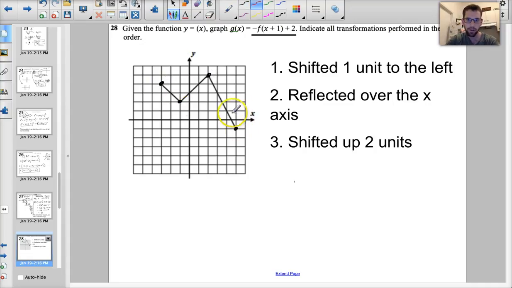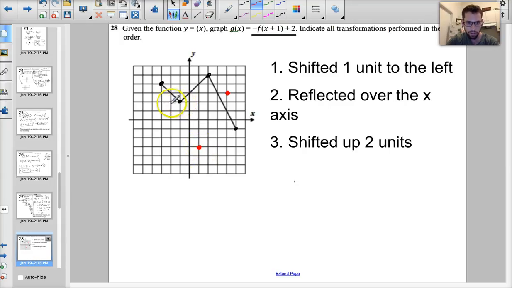I'll use a different color. So I want to shift them 1 unit to the left, reflect it over the x-axis, and go up 2 units. 1 to the left, reflect it. So this is going down 1, 2, 3, 4, 5, which means I go down 1, 2, 3, 4, 5, and then go up 2 units.